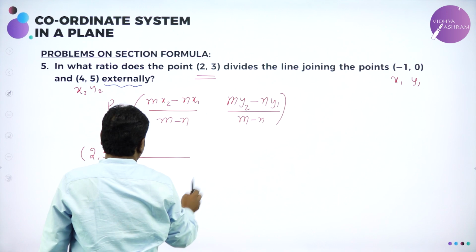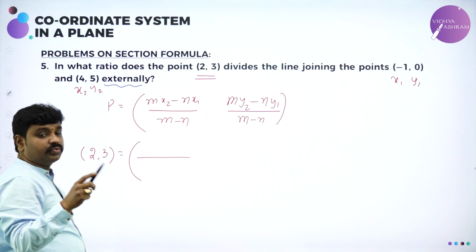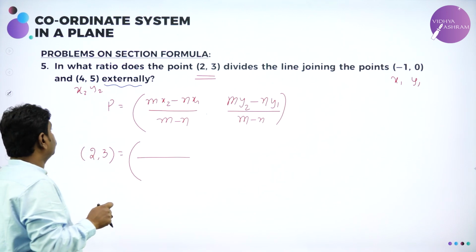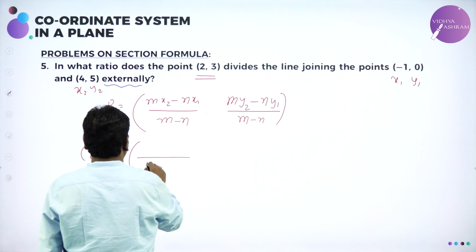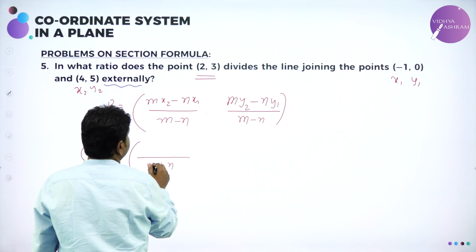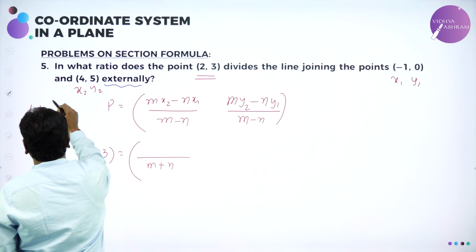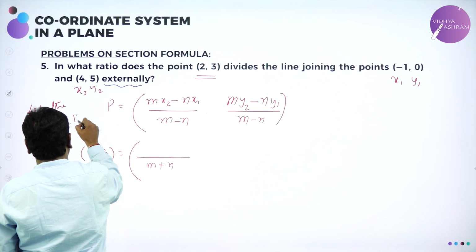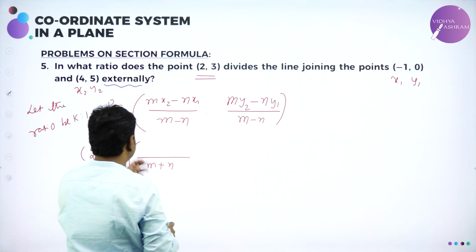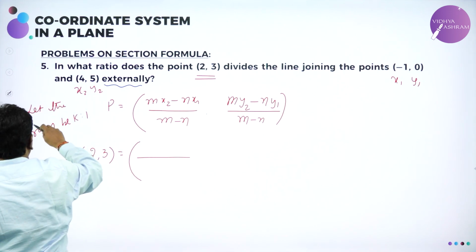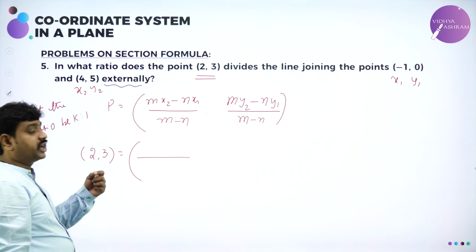Whenever they don't give the ratio, you can assume the ratio as k is to 1. But here, the point of division is given. So here I am taking m is to n. Let the ratio be k is to 1. If I take k is to 1 in the place of m and n, you can substitute k and 1.